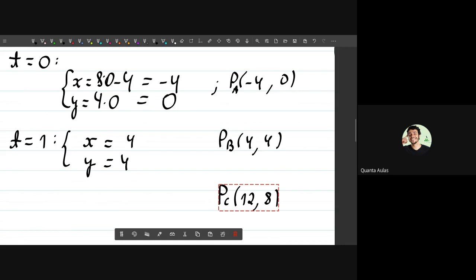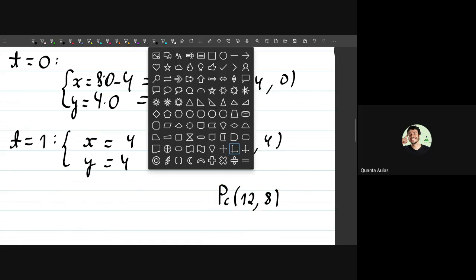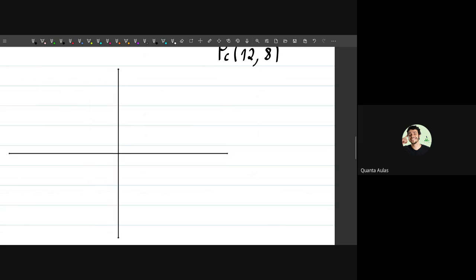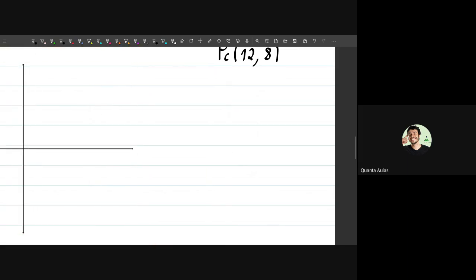I will draw the XY plane first. I think this XY plane is enough for me at this moment. Okay. The cool thing in physics is we never have negative time. So we can just consider the positive side of the XY plane, okay?